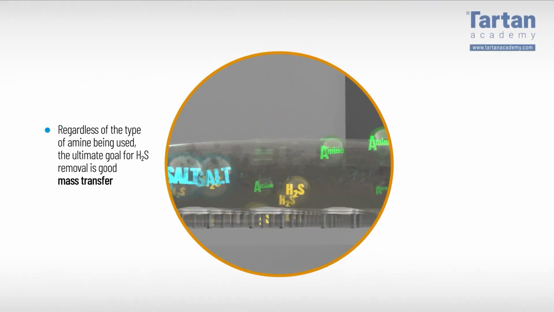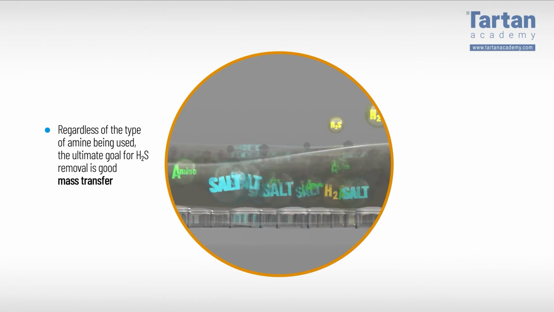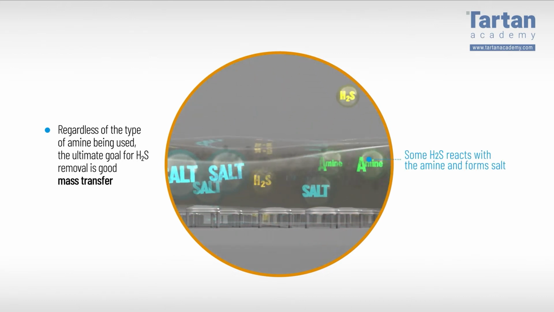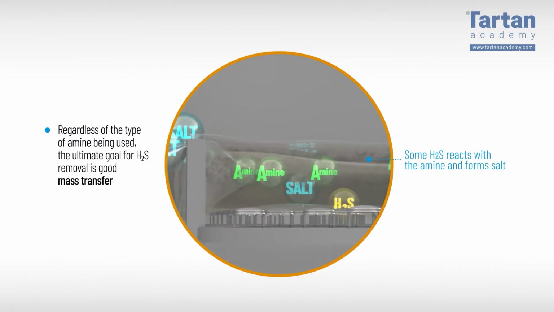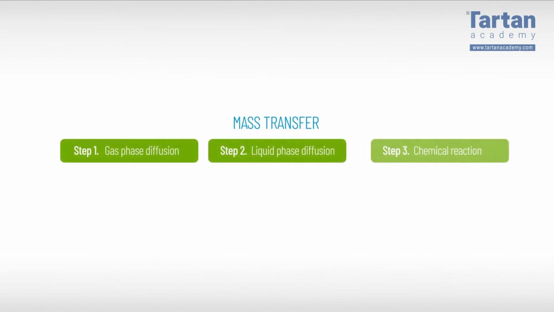Regardless of the type of amine being used, the ultimate goal for H2S removal is good mass transfer. Every kilogram of H2S entering the contactor as a gas must leave as a liquid with the rich amine. This mass transfer occurs in a three-step process.